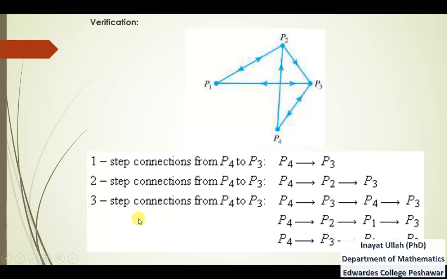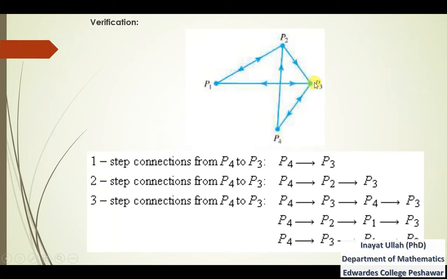Similarly, we have proved that there are three-step connections from P4 to P3. How many three-step connections are there from P4 to P3? There are three. Just look at this. 1, 2, and 3. That is one three-step connection. 1, 2, and 3. That is the second three-step connection to reach from P4 to P3. And this is the third three-step connection to reach from P4 to P3.